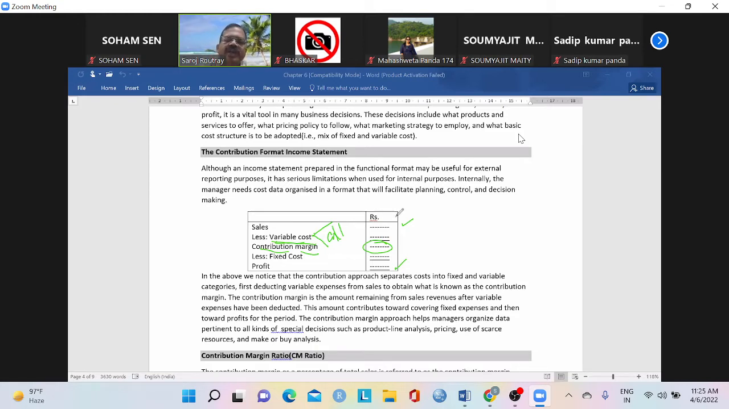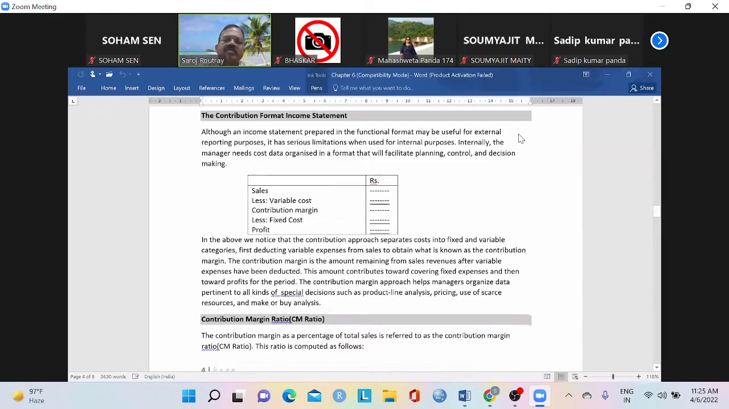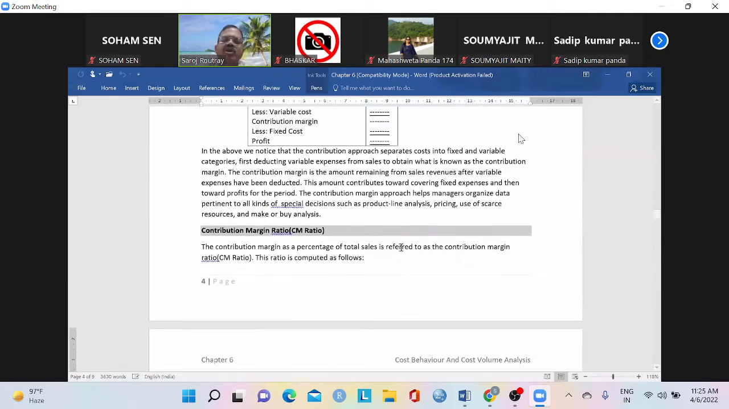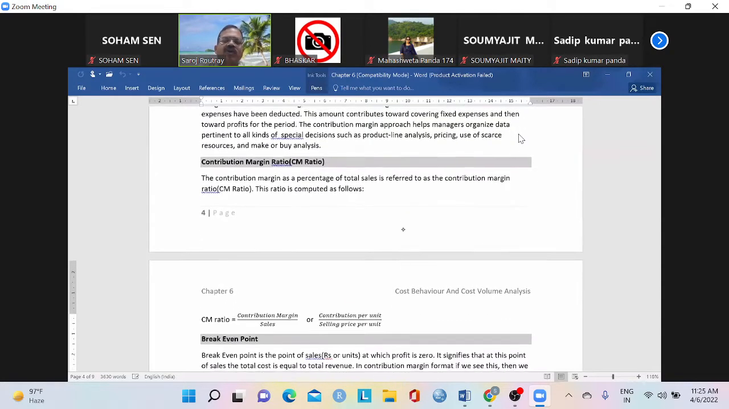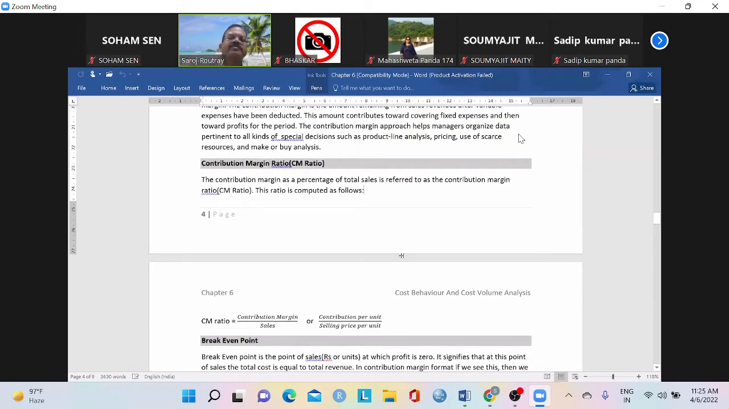So we need to put everything in this format if you want to take various kinds of decisions, right? And this is different from the traditional format of income statement. And normally it is not disclosed to outsiders. This is for managerial decision making.